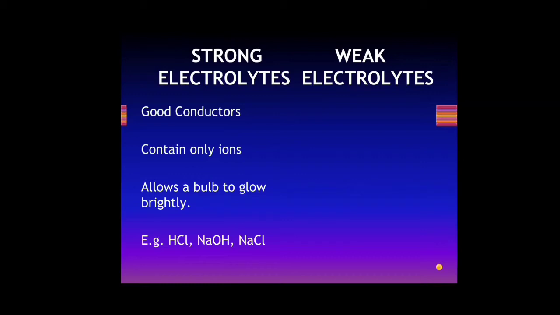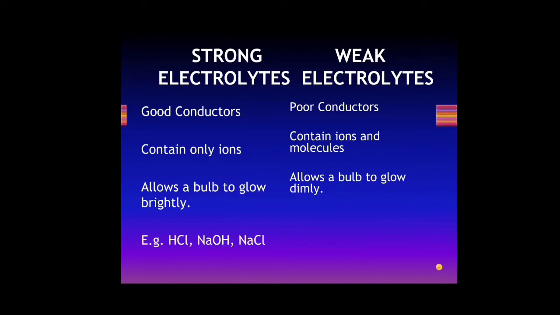And let's see weak electrolytes. Weak electrolytes are poor conductors of electricity. They contain both ions and molecules. So in a solution state, they will have ions present because some of the molecules will have ionized, and also they will have molecules because there will be some molecules which have not separated, which have not ionized.